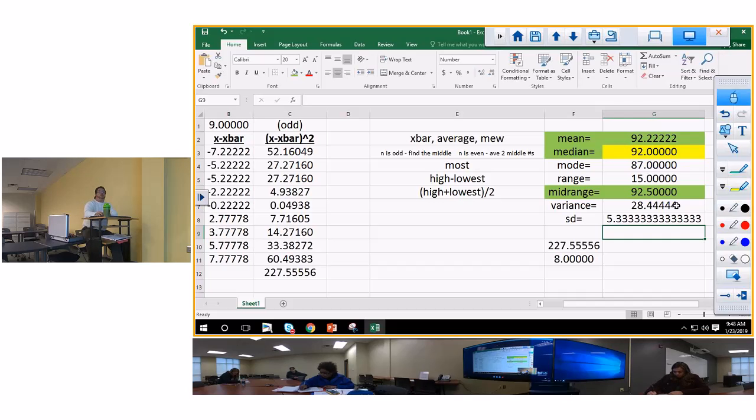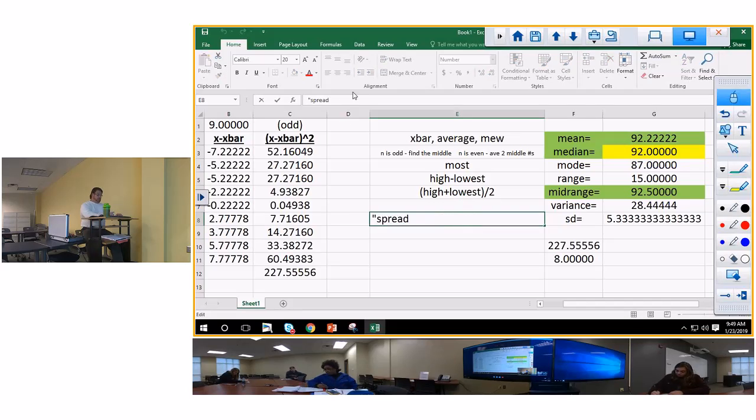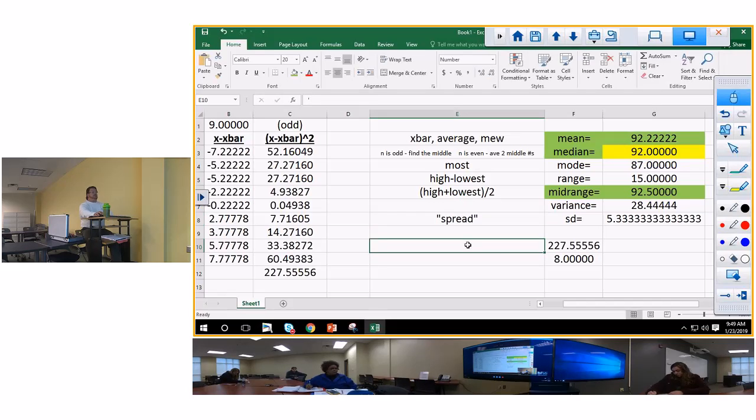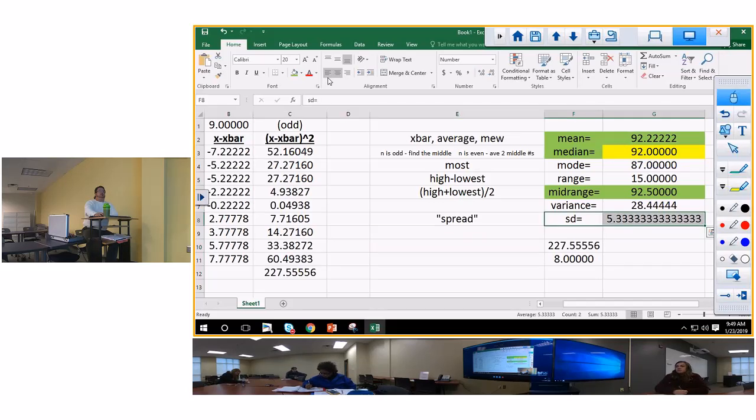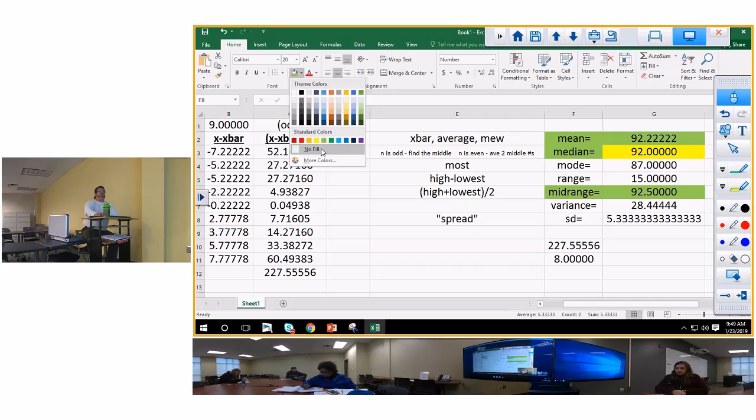Now, what is the standard deviation? I call the standard deviation the spread. Okay? Now we're going to get into that in just a minute. I'm also going to highlight the standard deviation in another color because it's very important.